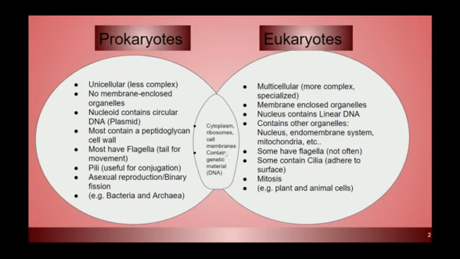And the other thing is that they both contain genetic material or information in the form of DNA. It's just that the DNA has different shapes. In eukaryotes, you've got the linear DNA. In prokaryotes, you've got a plasmid or circular DNA. All right? So those are the similarities.